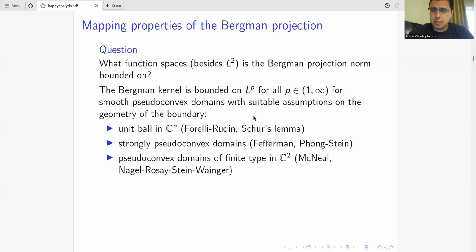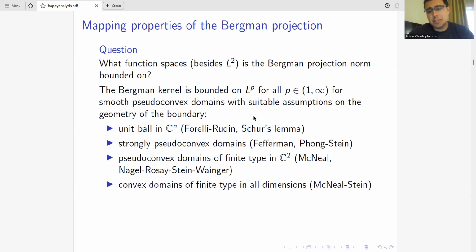It's true on pseudo-convex domains of finite type in C2, and due to Jeff McNeal and Nagel, Rosay, Stein, and Wainger. Finite type is another somewhat technical condition in several complex variables. It has to do with the order of contact at the boundary of the domain. It's true as well for convex domains of finite type in all dimensions, due to Jeff McNeal and Elias Stein.